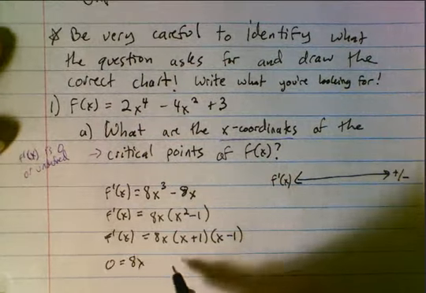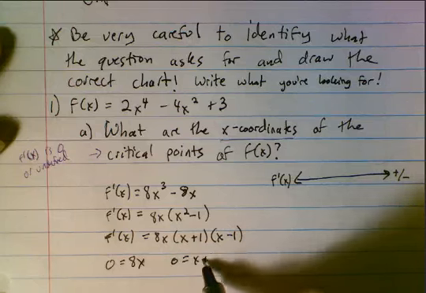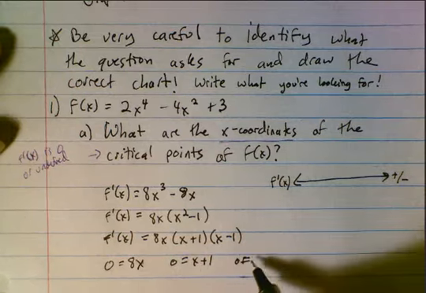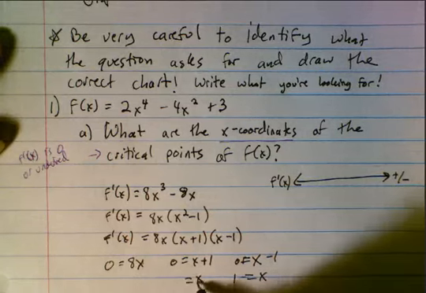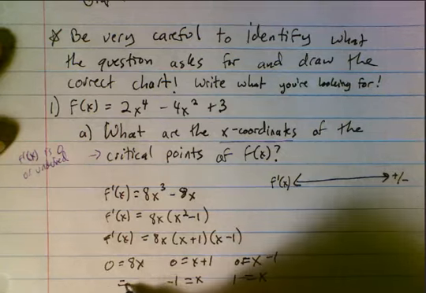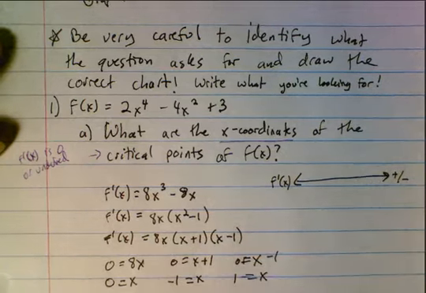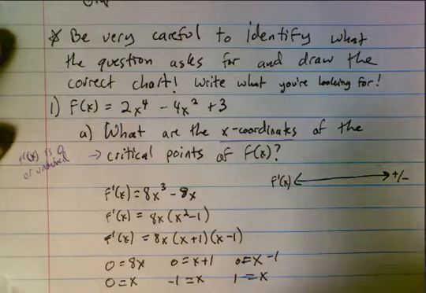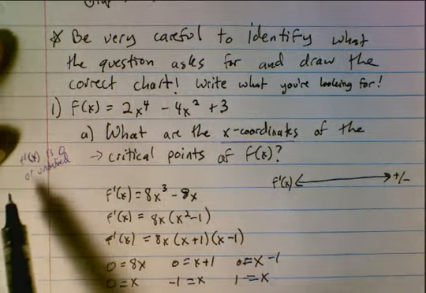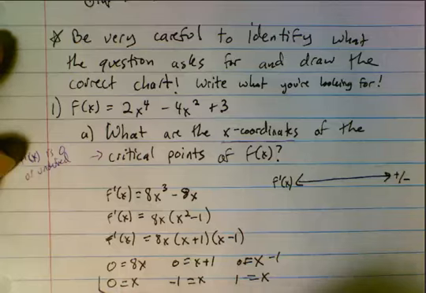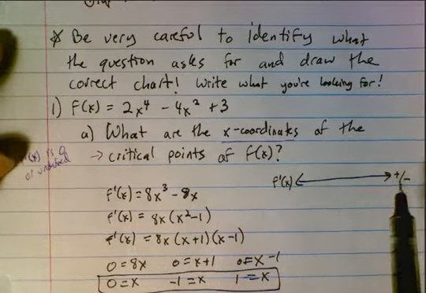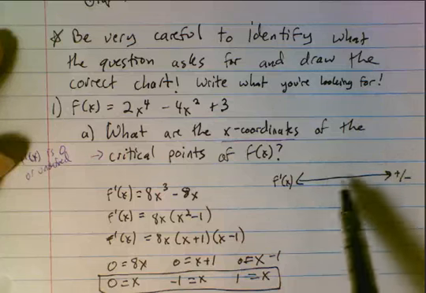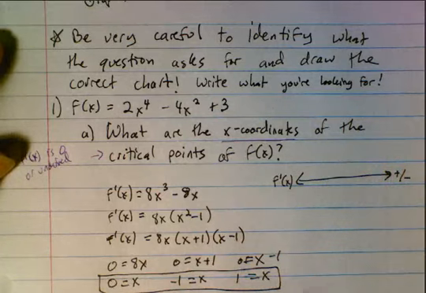So 0 equals 8x, 0 equals x plus 1, or 0 equals x minus 1. Add 1 to both sides, subtract 1 from both sides, and x equals 0, -1, and 1. All that it asks for is where f prime of x is 0 or undefined. So at this point we can stop right there. This has helped guide us into what we're looking at, but we don't need to mark anything on it because it's just asking for this.